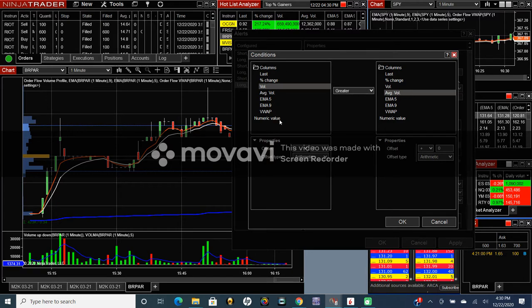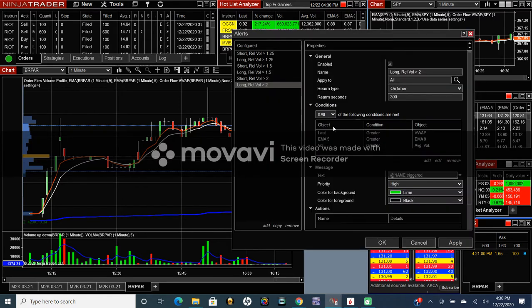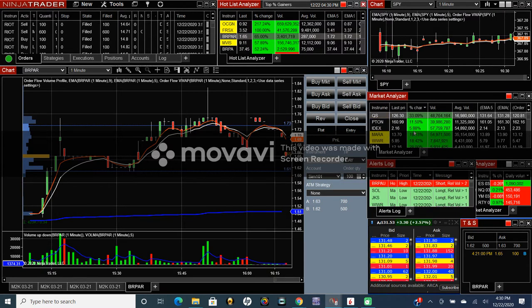So that's actually the same thing as a relative volume of 2. It's just volume divided by 2 is larger than average volume, which means that your relative volume is larger than 2. So I set that up, and it basically will trigger an alert on anything that's in the hot list analyzer.